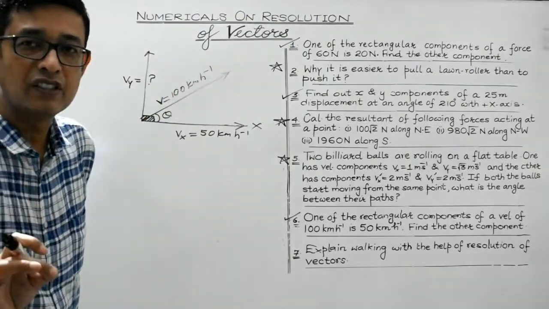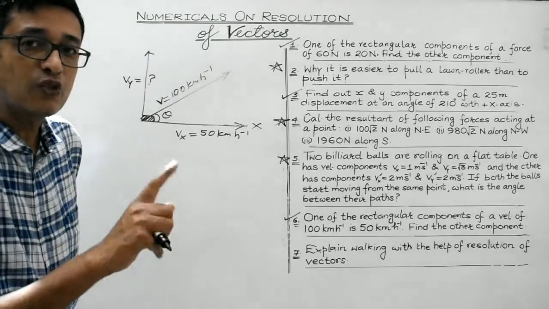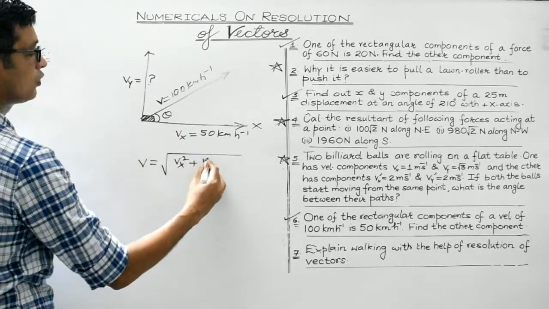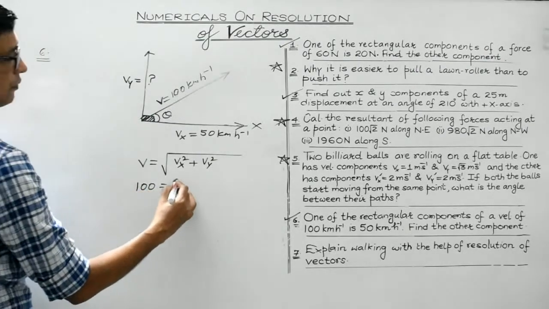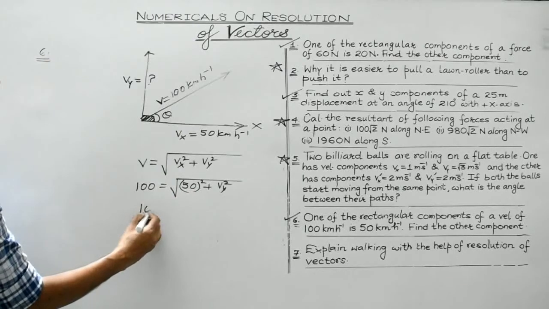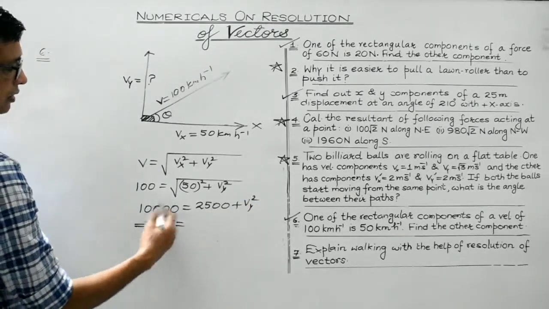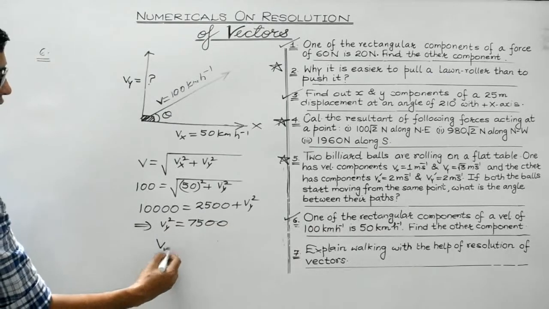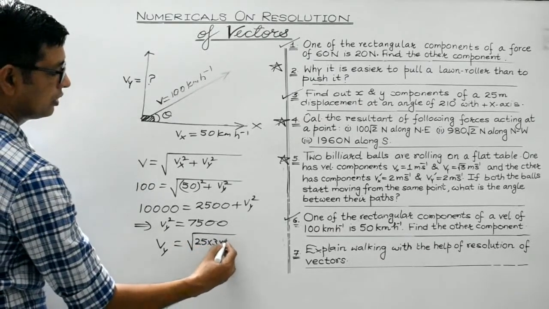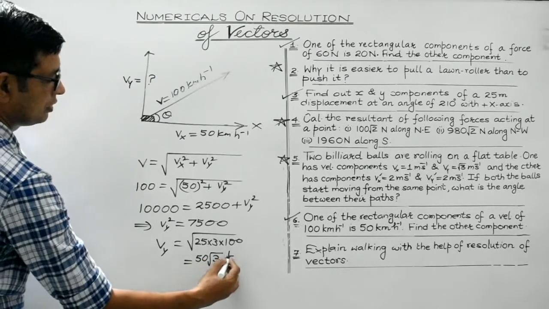Now students, the simple concept to be used over here is, whenever the two given vectors are perpendicular to each other, the resultant is always given by square root of a square plus b square, isn't it? If a and b are the two given vectors. So here the resultant would be given by square root of vx square plus vy square. Let's substitute the value. It will be 50 square plus vy square. Squaring both the sides, we get vy square equal to 7500, isn't it? So vy would be equal to square root of 7500, that is 25 into 3 into 100. So that will give us 5 and 10, 50 can be taken outside, so 50 root 3 kilometer per hour.